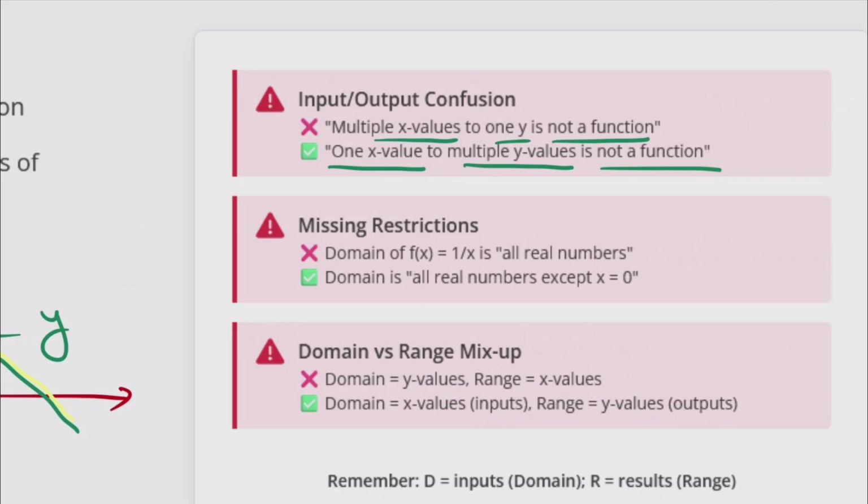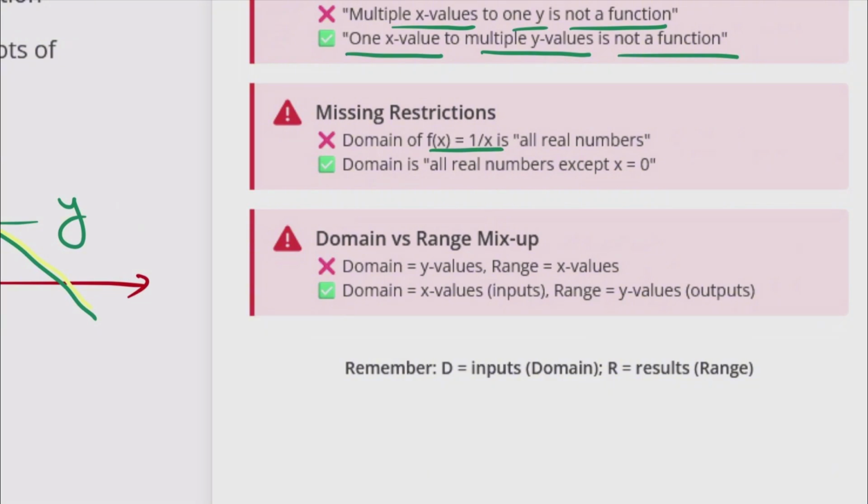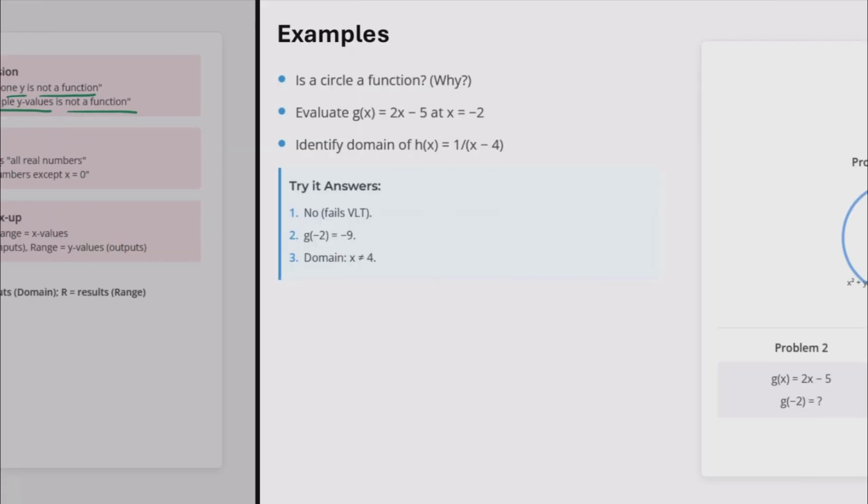For instance, when you have f of x equals 1 over x, and somebody asks you what the domain is, you might say that's easy, it's all real numbers. But remember, 0 is a real number, and 0 cannot be used here. And at the end, try not to confuse the values of the domain and the range.